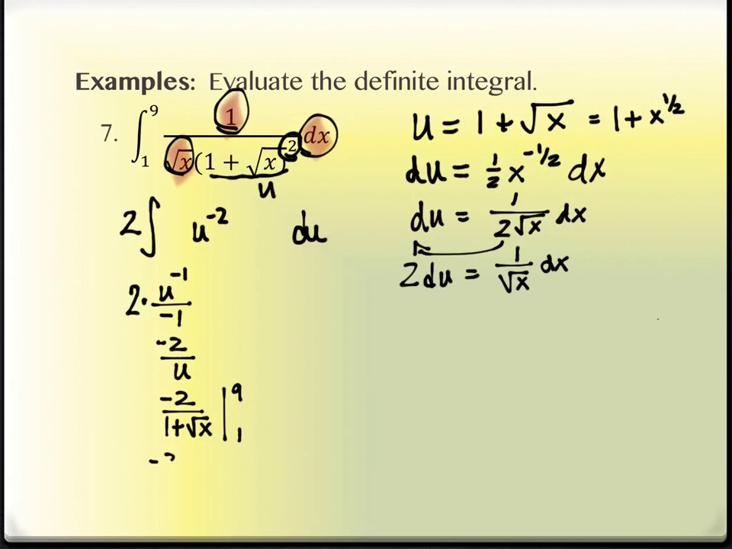All right, so I have -2 over 1 plus the square root of 9 minus a -2 over 1 plus the square root of 1. So the minus -2, of course, is plus. What's the square root of 9? 3. So I've got negative 2 over 1 plus 3, which is 4, plus the 2 over 2. All right, what is negative 2 over 4? Negative 1/2. Negative 1/2 plus 1, which gives me 1/2.